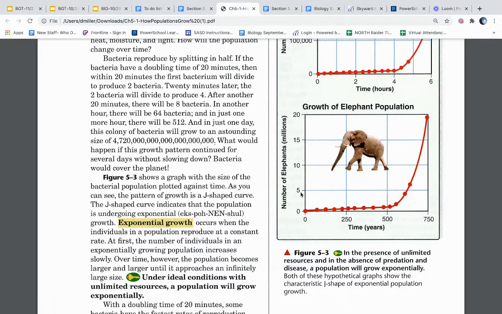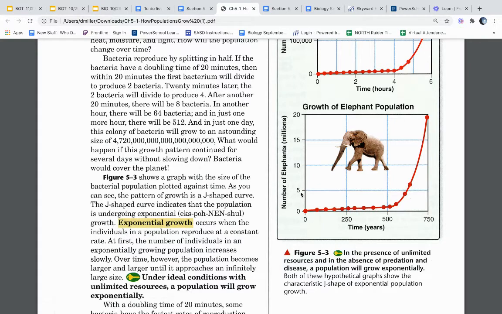If the bacteria have a doubling time of 20 minutes, then within 20 minutes, the first bacterium will divide to produce 2 bacteria. 20 minutes later, the 2 bacteria will divide to produce 4. After another 20 minutes, there will be 8 bacteria. In another hour, there will be 64 bacteria. And in just one more hour, there will be 512.